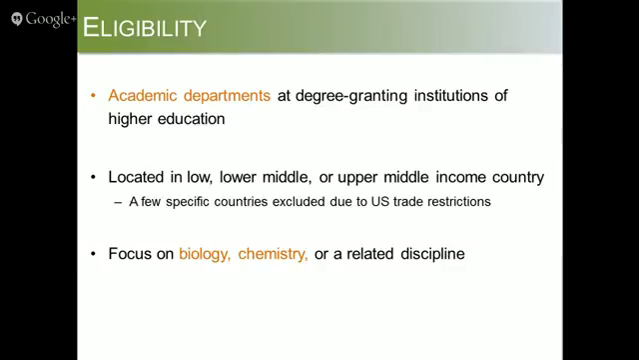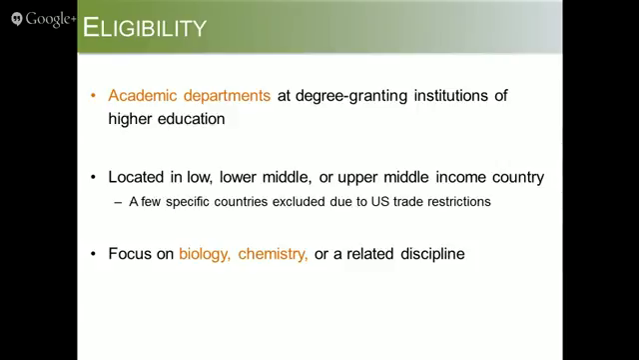All right, so a bit about eligibility. We require that all applicants be academic departments at degree-granting institutions of higher education. All applicants must be located in a low, lower middle, or upper middle income country, as defined by the World Bank this year. There is a short list of countries to which we cannot ship due to US law. The list is Burma, Cuba, Iran, North Korea, Somalia, Sudan, Syria, and Yemen.